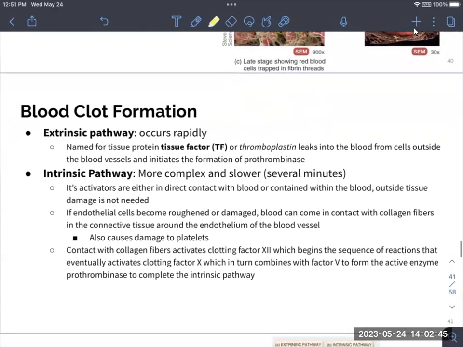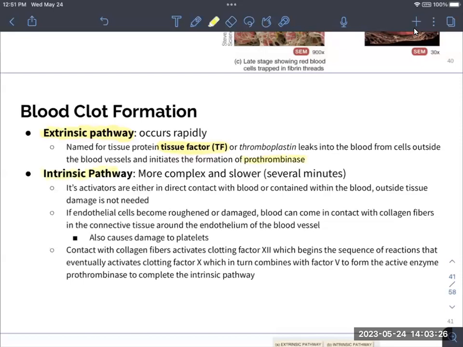So let's look at these two different intrinsic and extrinsic pathways. The extrinsic pathway is a lot quicker. It happens very fast. We have tissue factors or thromboplastins that are going to leak into the bloodstream. So a blood vessel gets torn. This tissue factor starts to come into wherever this blood vessel was torn. It will come in from the surrounding tissues around it. And that causes that prothrombinase to be formed.